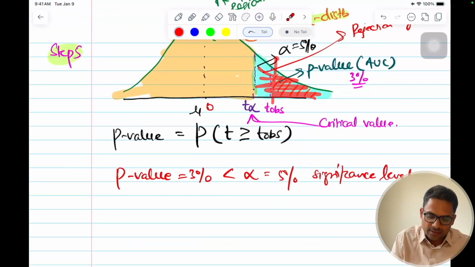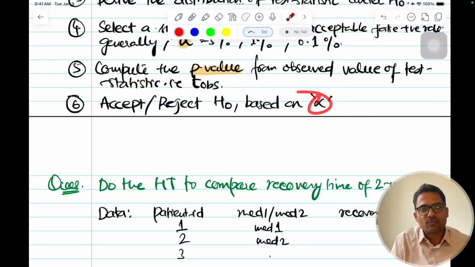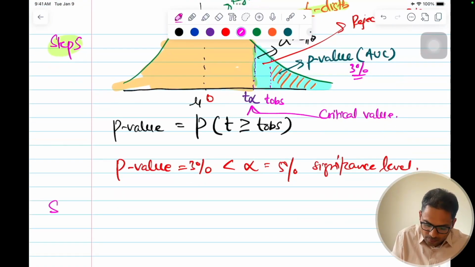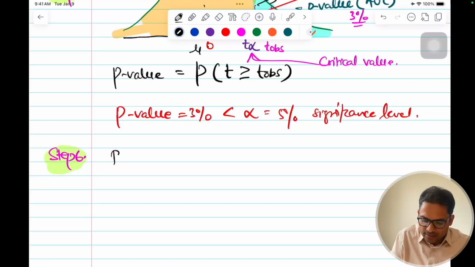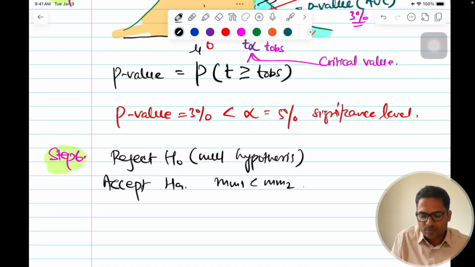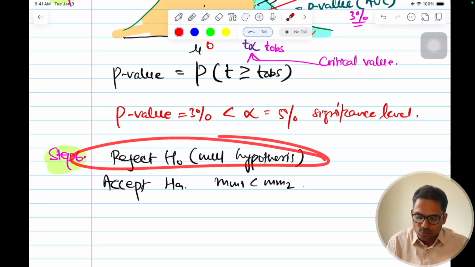So in step 6, what is my step 6? Accept or reject the null hypothesis based on alpha. As I have explained so much, my null hypothesis will be rejected. So I reject the null hypothesis. If I reject the null hypothesis, it means automatically I accept the alternate hypothesis. That means that mu1 is less than mu2, whatever the hypothesis is. This is just for understanding. I'm just showing how to accept or reject.